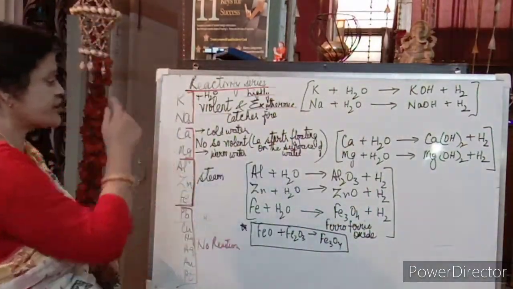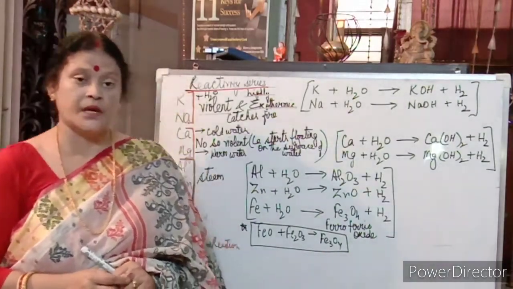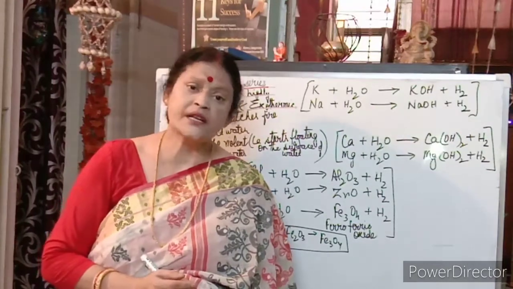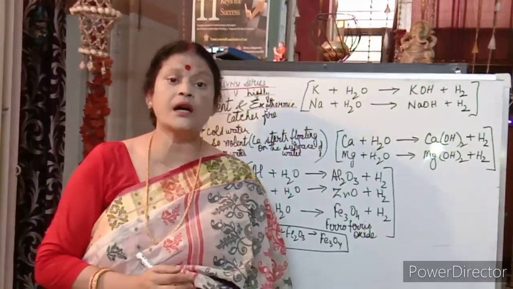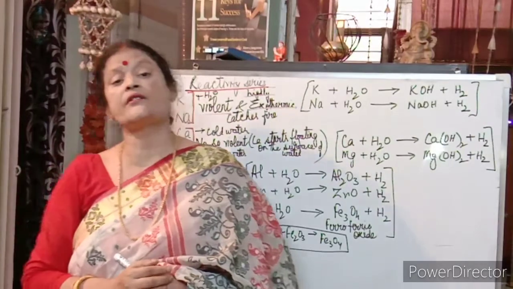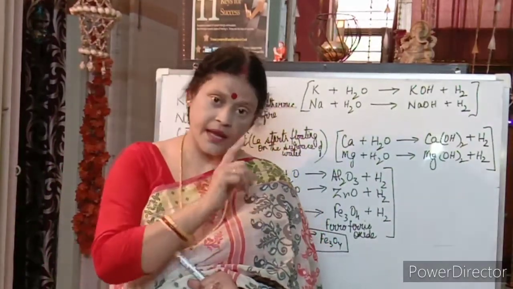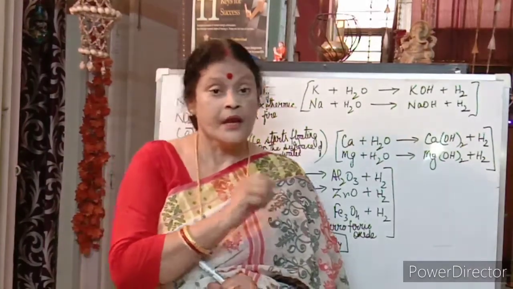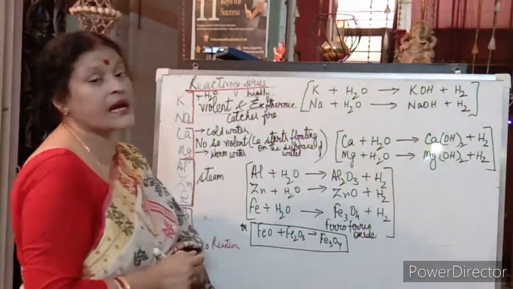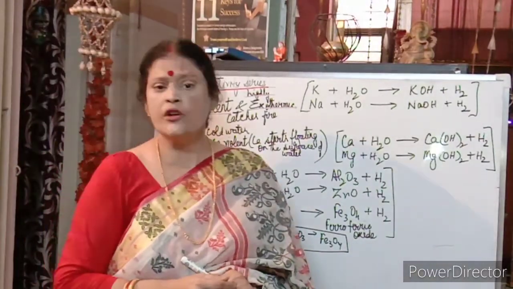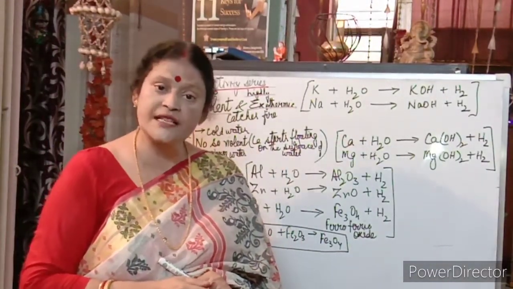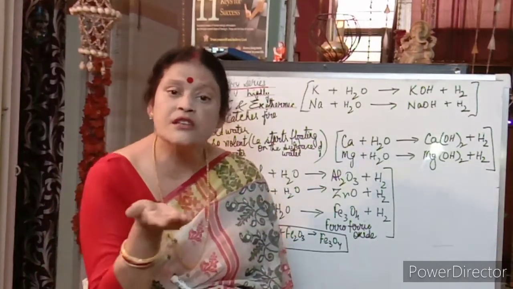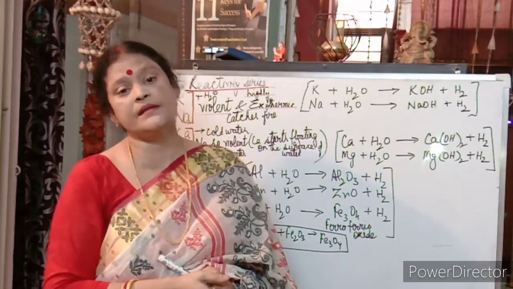The next metal is calcium. Calcium and magnesium have 2 electrons in their outermost shell. Calcium and magnesium are not so violent with water because the hydrogen gas is not enough to catch fire. What happens to the hydrogen gas when it is released? Calcium reacts with cold water, not so violently, but the hydrogen gas which is released will be on the surface of the water in the form of bubbles.